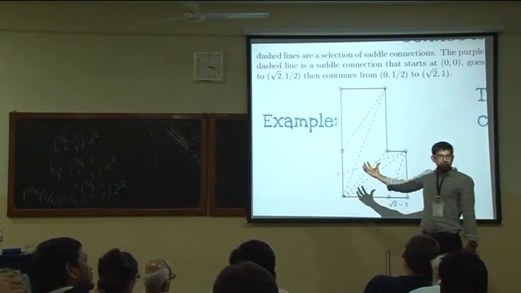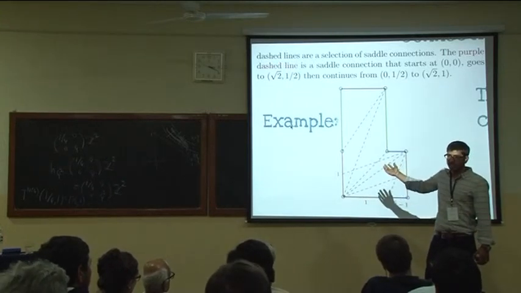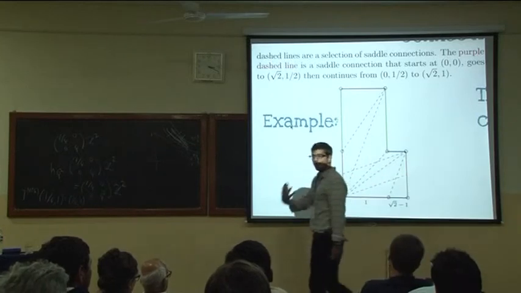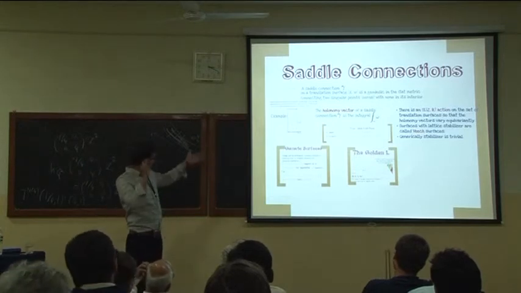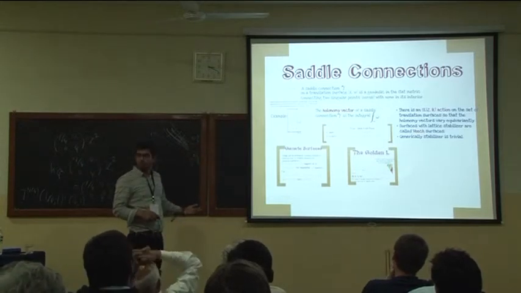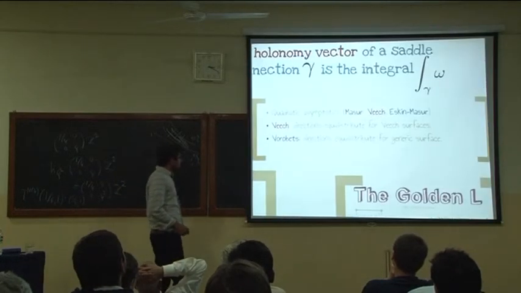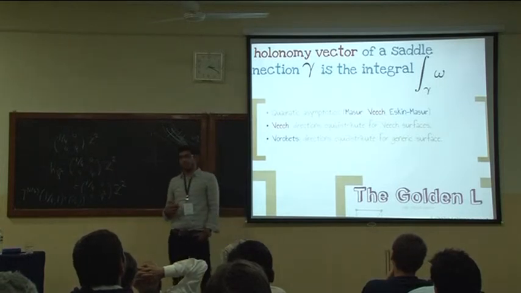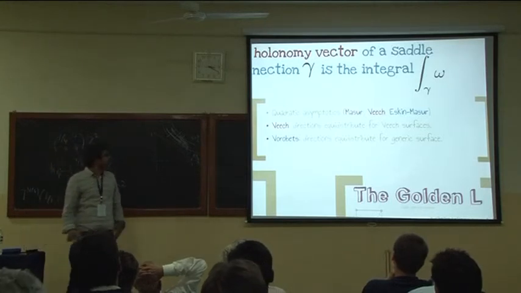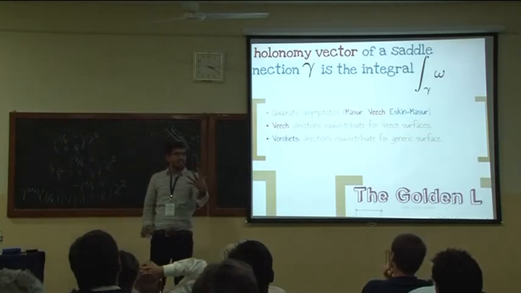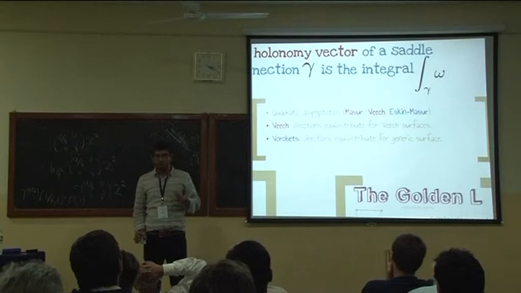And now you can see to each saddle connection I can associate a vector, which is just how far I've gone horizontally and how far I've gone vertically. This is called the holonomy of the saddle connection. So in complex analytic language, what I'm doing is I integrate the one-form along the saddle connection. And I get a complex number, I get a vector. The collection of these vectors is a discrete subset of the plane. That's a theorem. Then a deeper theorem is that it has quadratic asymptotics. The number of them of length less than or equal to r is like r squared times some constant.